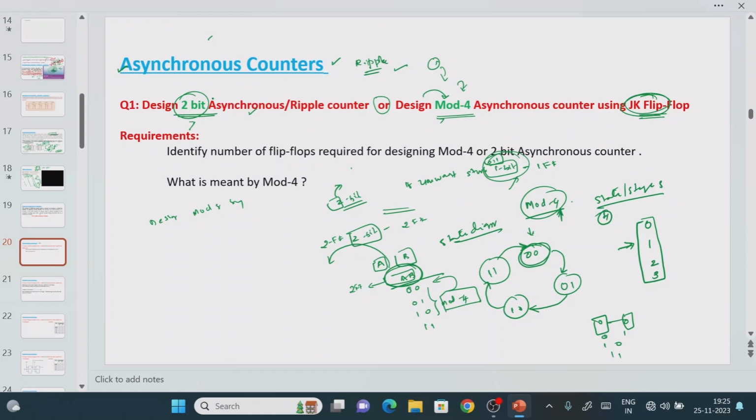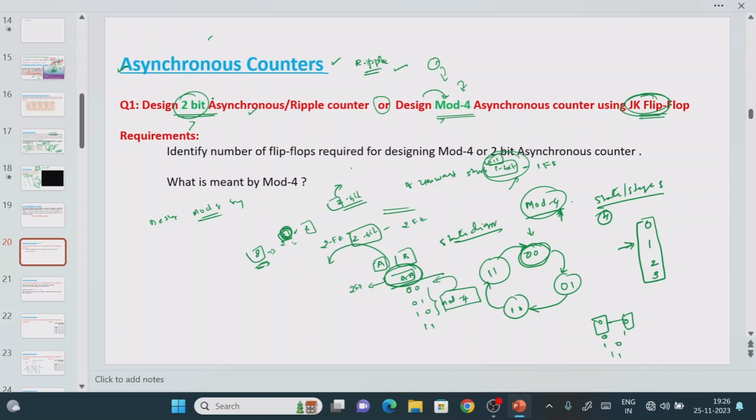Now how many flip-flops are required? Try to identify if I want to design a mod 8 counter. So mod 8 count means how many stages? 8 stages, right? If you want to write the 8 stages or 8 possibilities, how many bits representation we require? 2 power 3, right? 8 we can write. So how many bits we require?